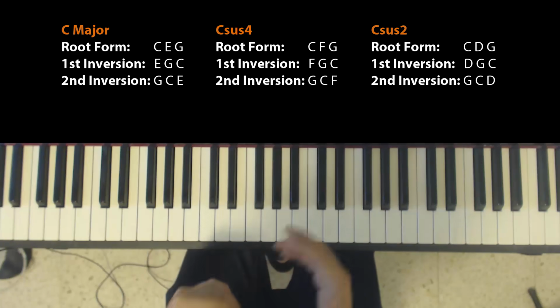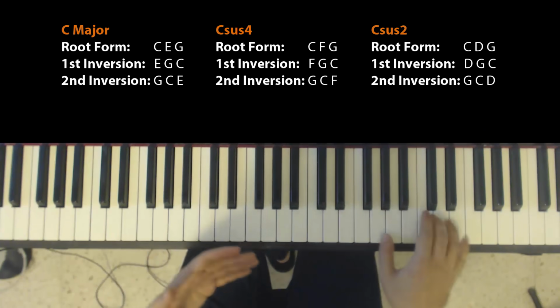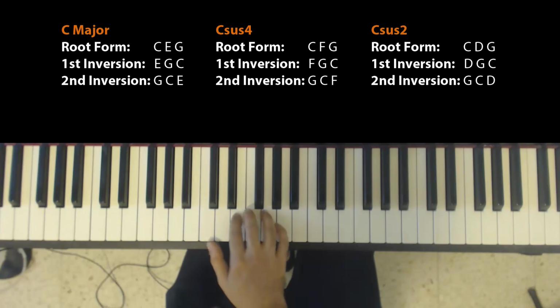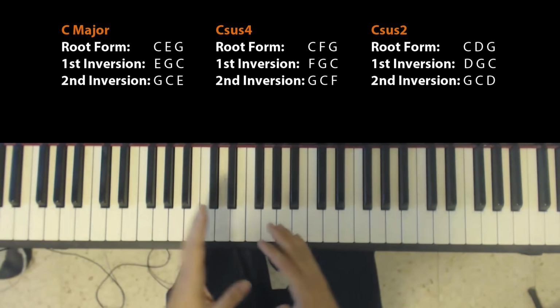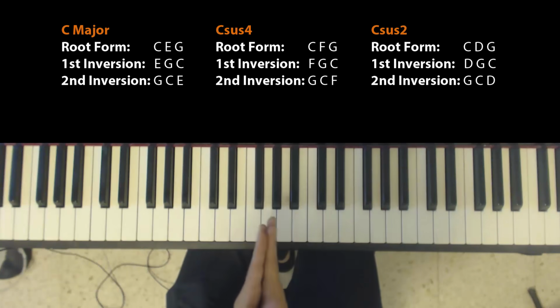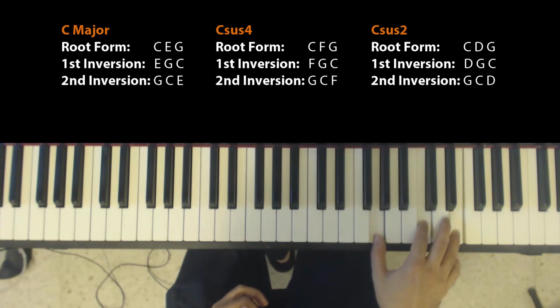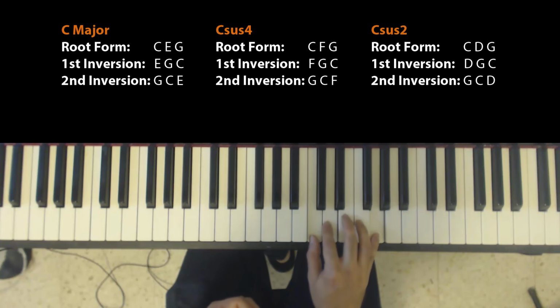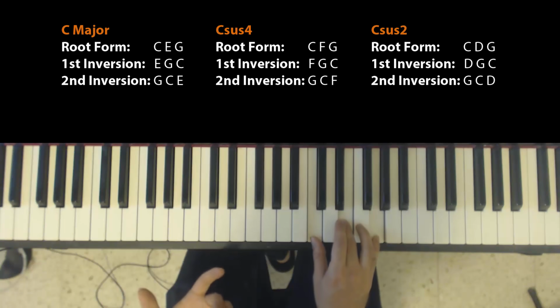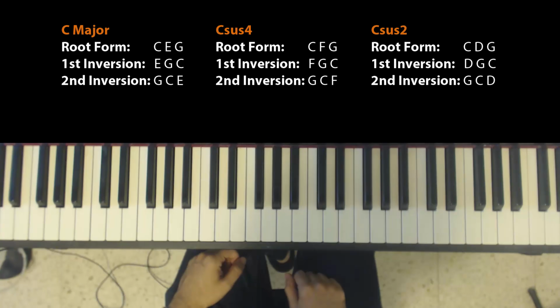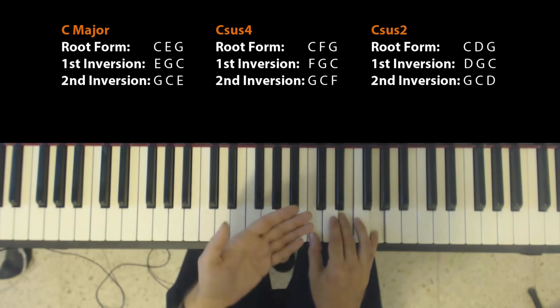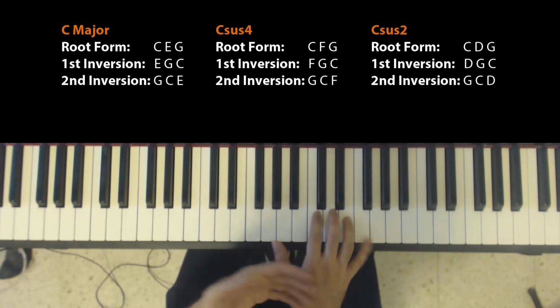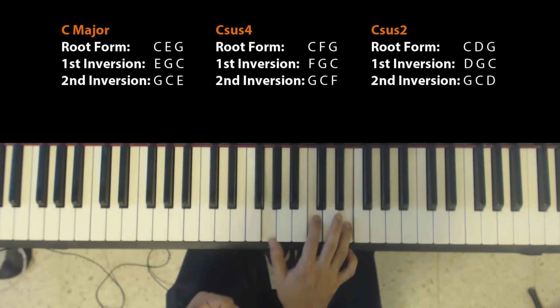So you notice that there's a pattern here. First of all, I'm going down the inversions, and I'm resolving each time a sus chord to the major triad. C sus4 to C, C sus4 to C, C sus2 to C. And actually, now that I've hit the root form, the next form is again the second inversion, and I can just play the same trick over again.